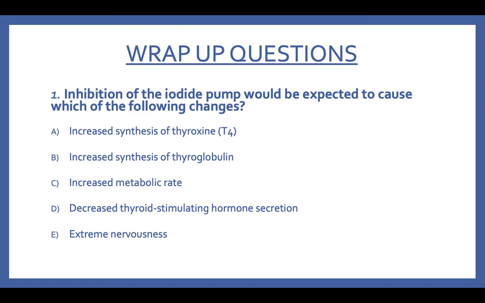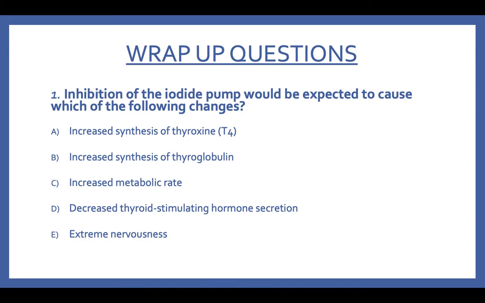D, which is decreased thyroid stimulating hormone secretion. Again, this would be incorrect because TSH is responsible for releasing your T3 and T4 hormones. Now, you have an inhibition of the iodide pump. So that means you're not synthesizing the hormones. So your body has a low level of hormones, which through negative feedback should increase thyroid stimulating hormone. So that option would be incorrect.